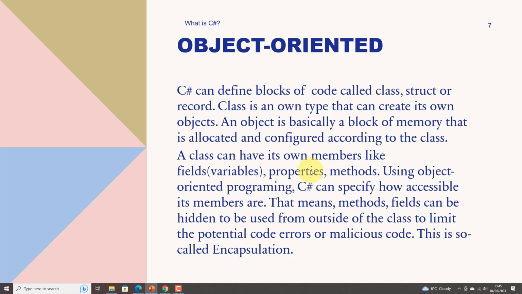A class can have its own members like fields, or we can call them variables because the functionality is the same, properties, and methods. Using object-oriented programming, C# can specify how accessible its members are. That means the methods and fields can be hidden from outside of the class to limit potential code errors or malicious code. This is so-called encapsulation, just one of the principles of object-oriented programming. I wanted to highlight the importance and advantage of using object-oriented programming.